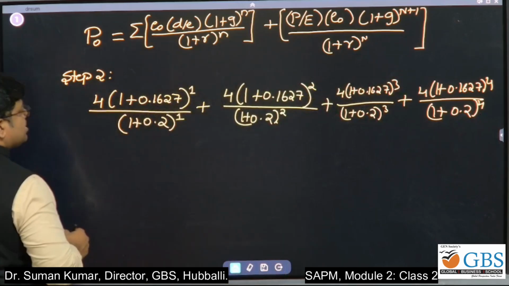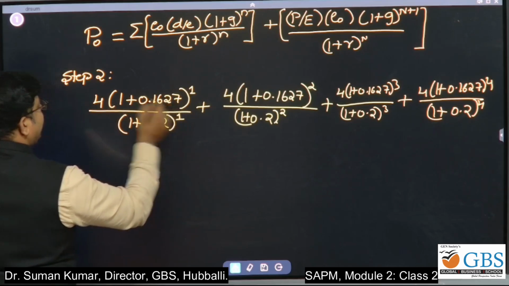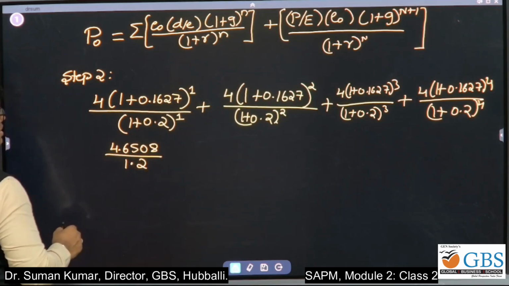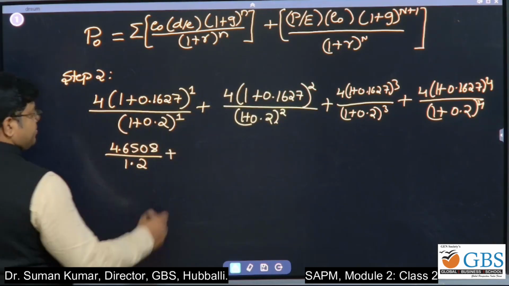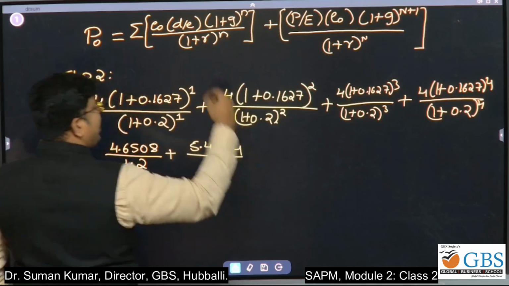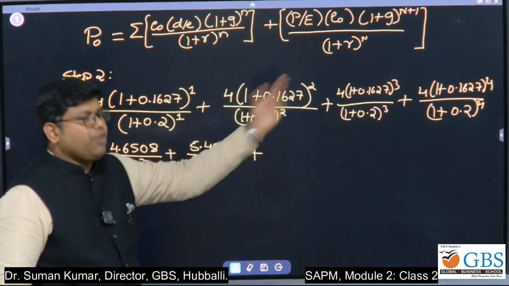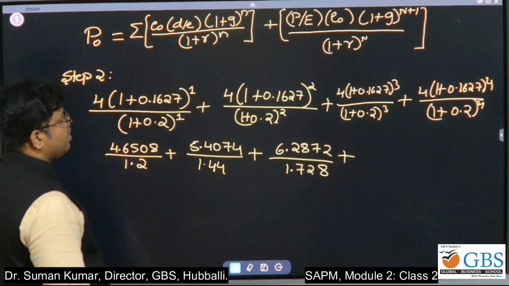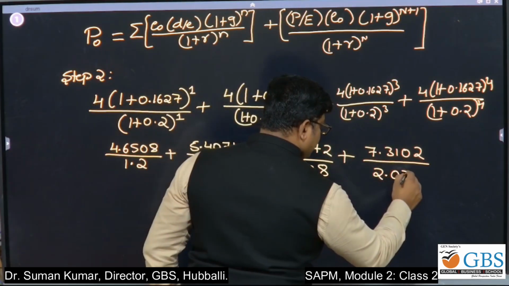Solve one by one, step by step. 1.1627 into 4 is 4.6508, divided by 1.2. Correct? Plus, how to solve this? 1.1627 raised to 2, into 4, is 5.4074. Then 1.2 raised to 2 is 1.44. Plus, again, 1.1627 raised to 3, that is 1.1627 into 1.1627 into 1.1627, into 4, is 6.287. Divided by 1.2 raised to 3, which is 1.728. Plus 7.3102 divided by 2.36. Please try to cross check.